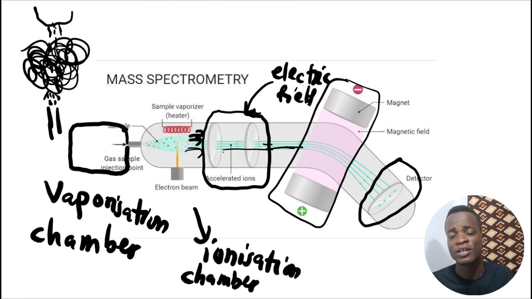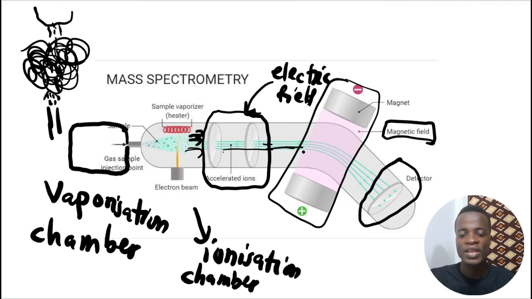What's the name of the next field? Magnetic field. So the name is even here. The next field is the magnetic field. So we have the electric field that will attract the positive ions and accelerate them into the magnetic field. That's what we have here. Now, what is the magnetic field doing? The magnetic field will curve them, will deviate them. There will be deviation happening here. The magnetic field will be able to deviate charged particles. If you are a charged particle, the magnetic field will be acting on you, and this is how it acts on you. It is able to deviate your path.